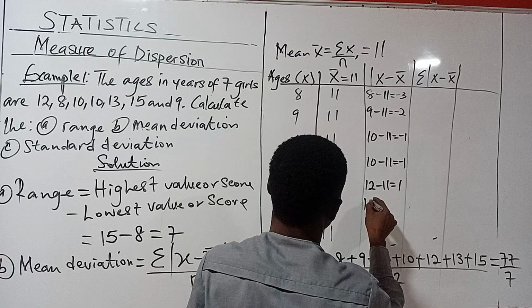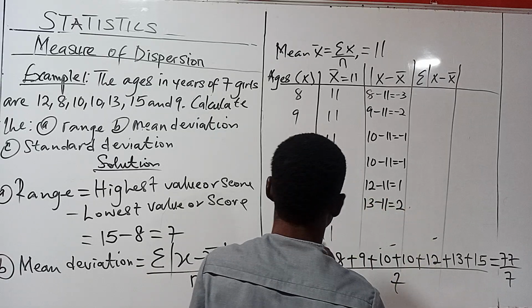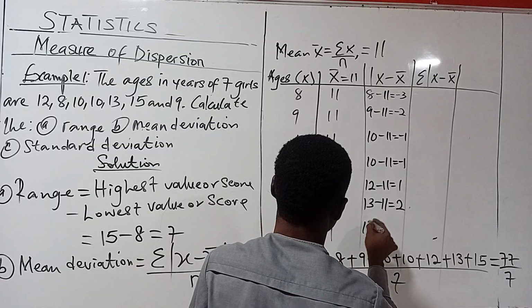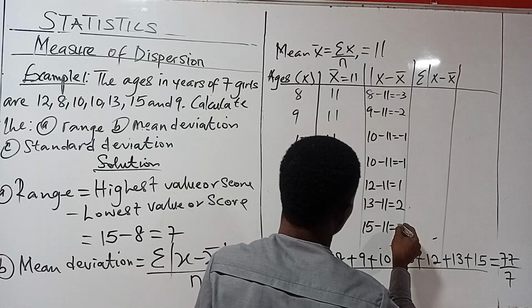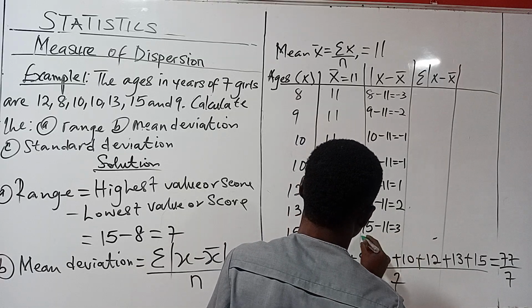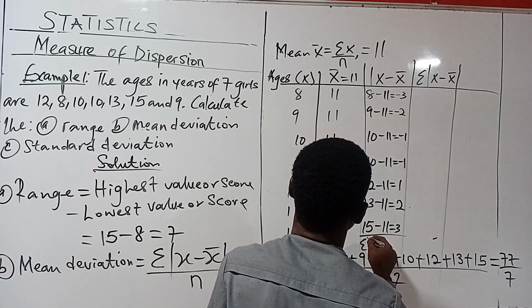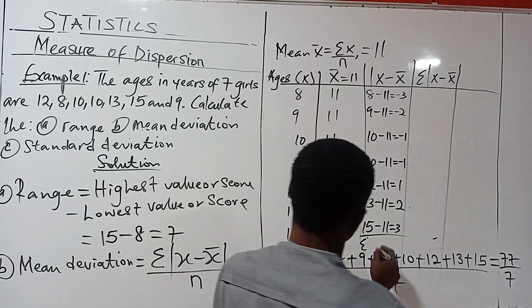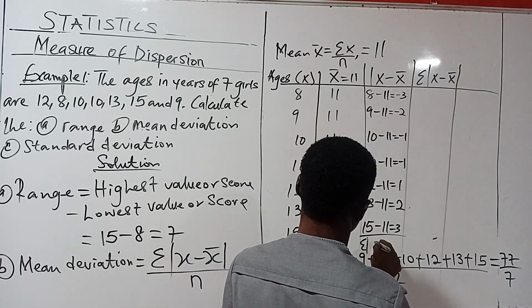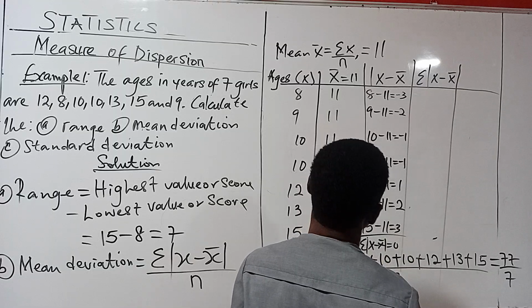So we have 13. 13 minus 11 is going to be what? It's going to be 2. Then 15 minus 11 is going to be what? It's going to be 3. So when you find the summation of this one now, it will give you what? X minus X bar, it will give you 0.